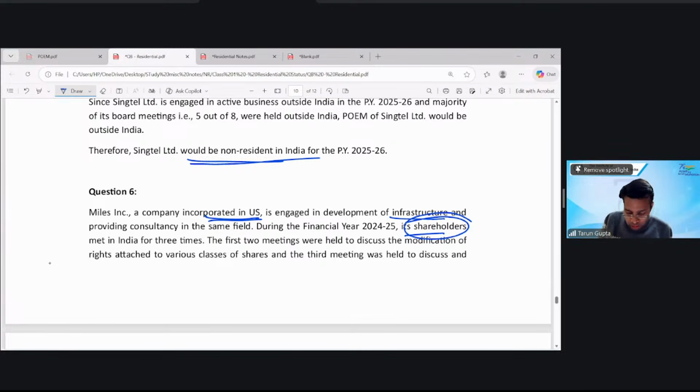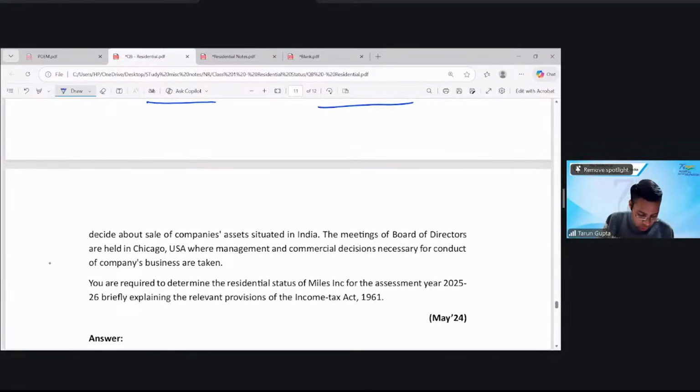The first 2 meetings were held to discuss the modification of rights attached to various classes of shares. Not relevant. The third meeting was held to discuss and decide about the sale of the company's assets. Again, not relevant. The meetings of the board of directors are held in Chicago, USA, where management and commercial decisions necessary for the conduct of the company are taken. So, where the key management and commercial decisions are taken, they are taken in Chicago. Shareholders are taking decisions in India, but the decisions taken by shareholders are not the key management decisions. They are about the existence of the company as a whole.